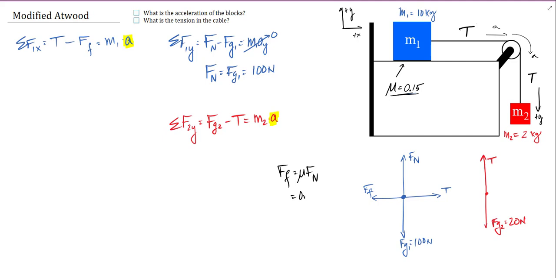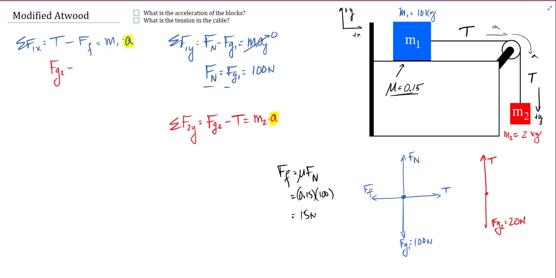So it's going to be the coefficient of friction, which is 0.15, times the weight of object 1, which was 100, because it was equal to the normal force. And that's going to give us a friction force of 15 newtons. So now I'm going to go up and add my y equation for my object number 2 to my x equation for object number 1. We're going to see something nice is going to happen.